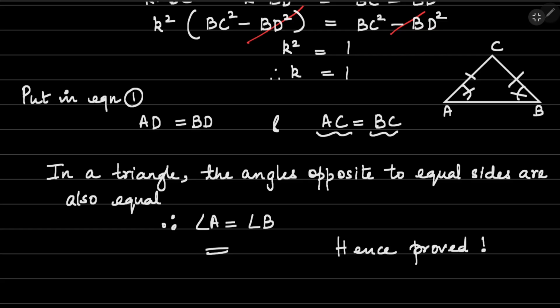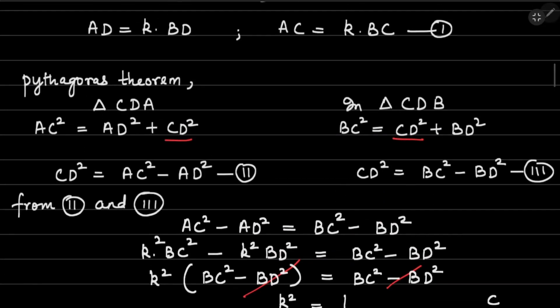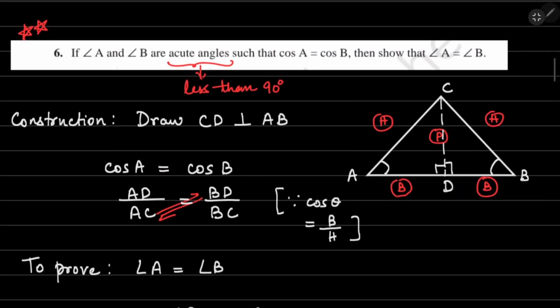I hope it's clear. Let me tell you once again what you have to do. Okay, so this is quite an important question. You are given if angle A and B are acute angles such that cos A equal to cos B, show that angle A equal to B. Draw a triangle ABC in such a way that angle A and angle B are acute angles. Acute angle means less than 90 degrees. You have to draw a perpendicular line from C onto AB, that is CD perpendicular to AB.